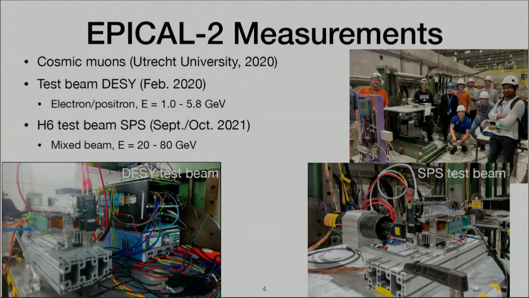Just a few photos from the test beam measurements. This was our setup at DESY. You see here the device, with the cables going out to the left and the cooling on the right. In the front, we have two little scintillators, exactly the size of the detector, 3 by 3 centimeters, coupled to SiPMs. The same setup with a little scintillator in addition is at the SPS, just now facing in the other direction. We took data at DESY between 1 and 5.8 GeV, and at H6 at the SPS in the range of 20 to 80 GeV with a mixed beam.